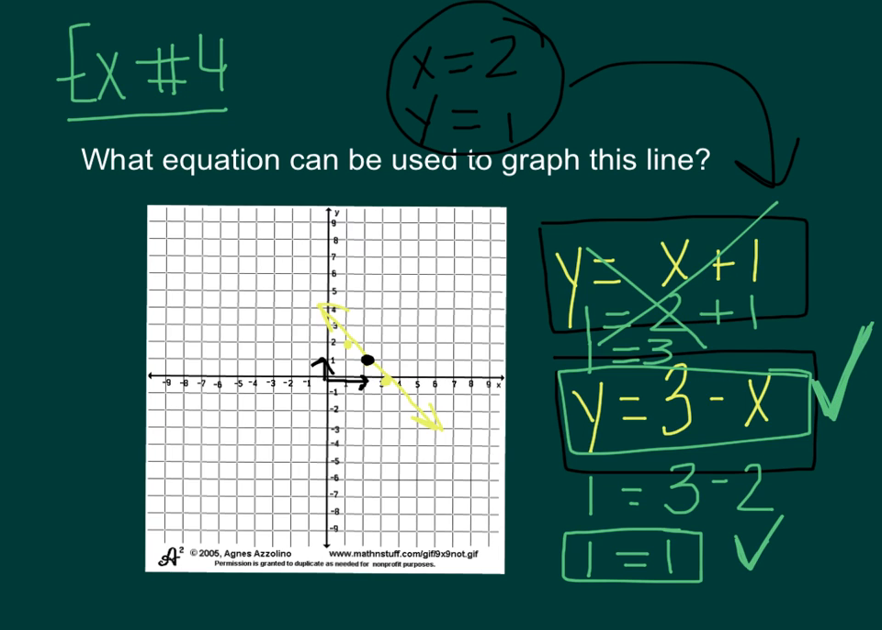So what you do is you just pick any point on that line, figure out what the x value and the y value is of that point, and then plug those numbers into the equation in place of the x and the y, and then solve and see if it's true.